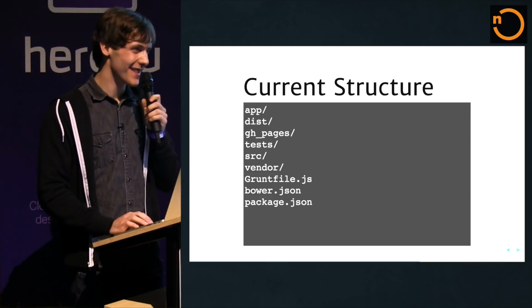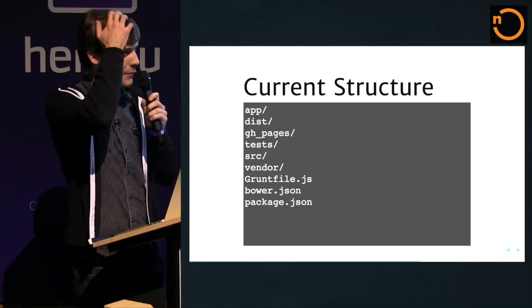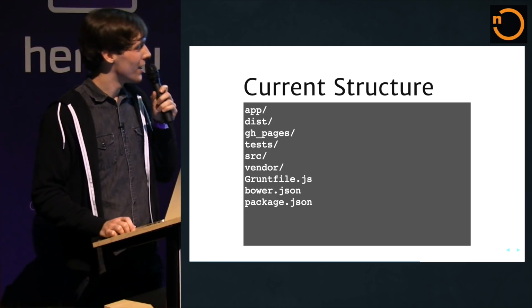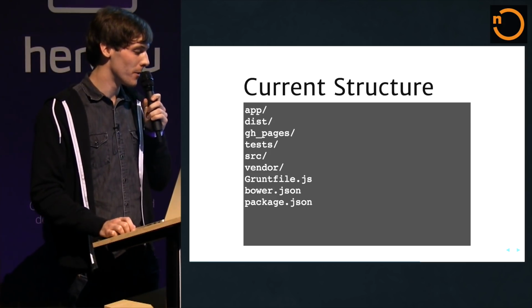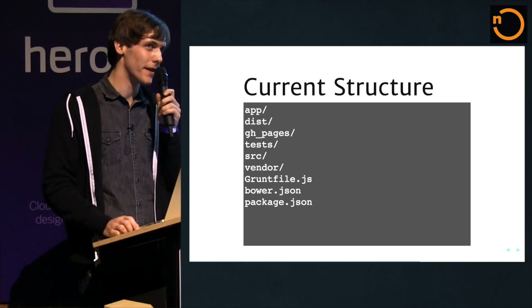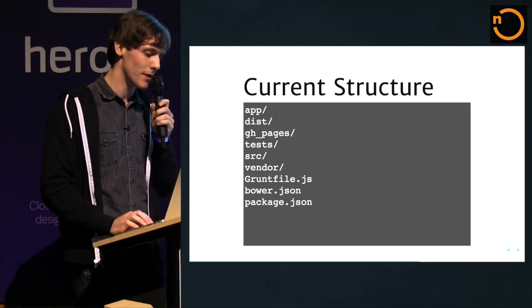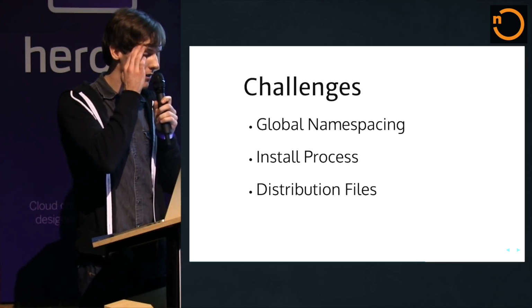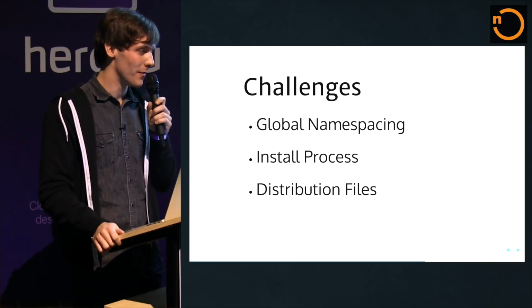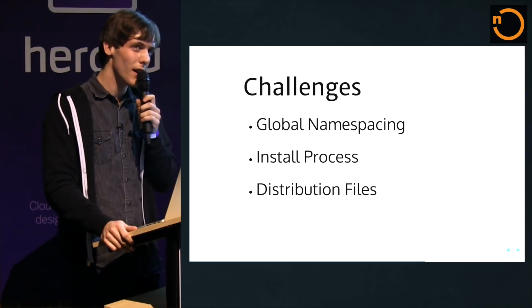So the current way that we did this is we said, okay, this is kind of an app, and we want to make a demo app, so we'll make an app folder where all of the demo application code will go. Library code itself will go in the source folder, and then we'll have a compilation process that results in JS and CSS files being put in the dist folder. And so this has a lot of the same challenges that we saw earlier. For example, there's global namespacing that we did. There's a huge install process. And then we had to go through all this trouble of compiling distribution files, which is a big hassle.